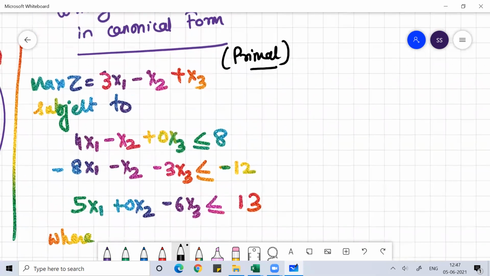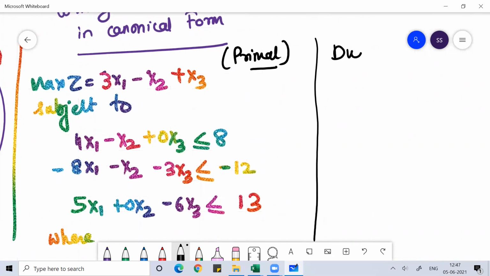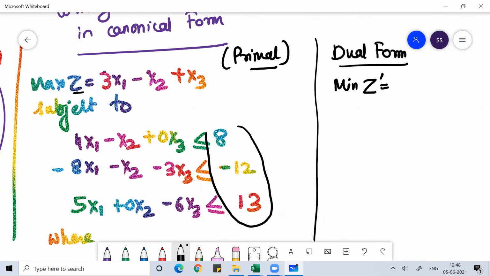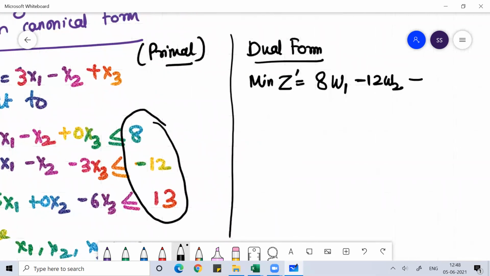Okay, guys. So when we are trying to convert the primal into dual form, then your maxima function we write as minima function. Write minima of z dash, because this was z dash. Then see the RHS of the constraints of the primal. They will be the cost coefficients of the dual, because here three constraints are there, so I'll use three decision variables of the dual. So I can write 8W1 minus 12W2 plus 13W3. Can you understand this? Introducing the three decision variables, they are W1, W2, W3.